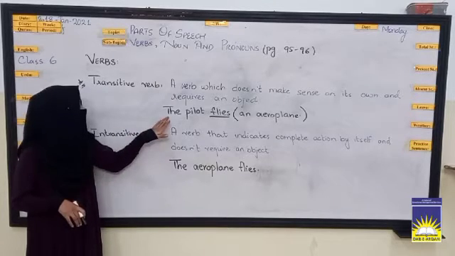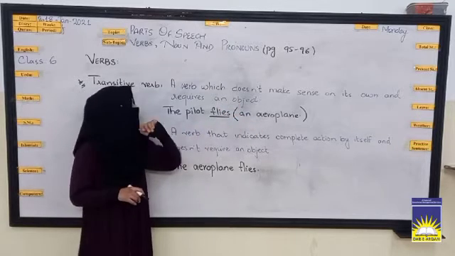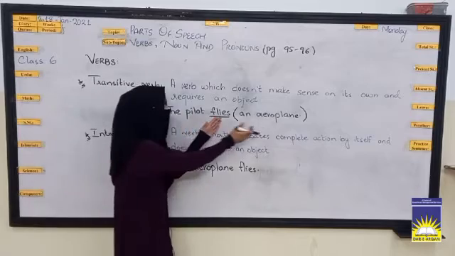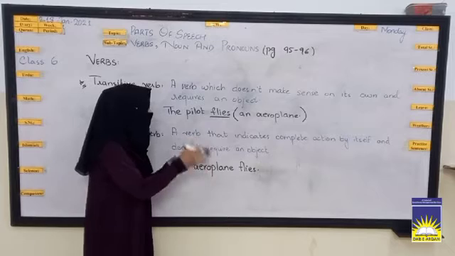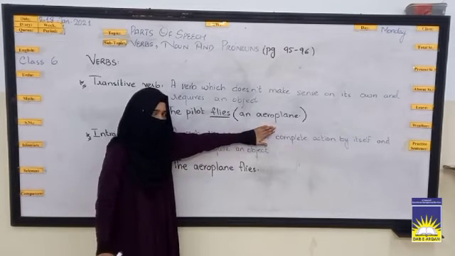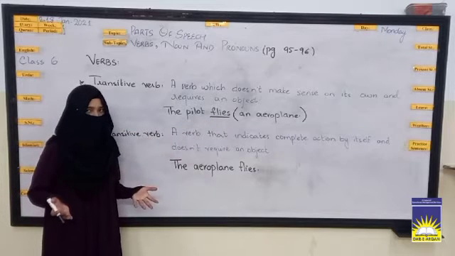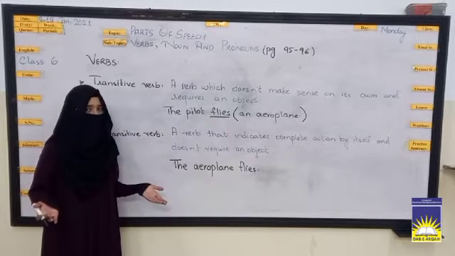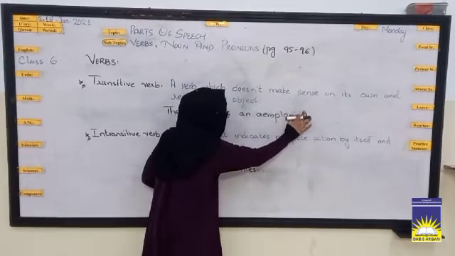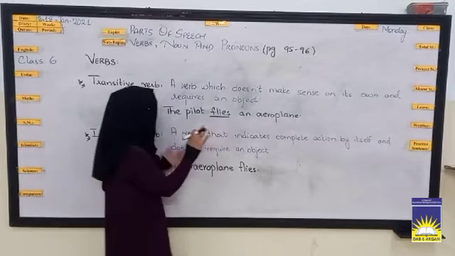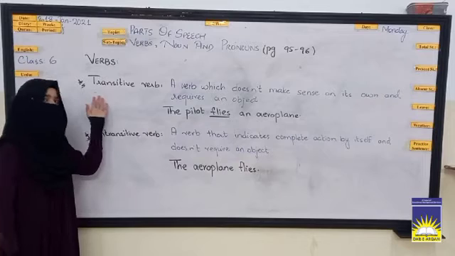For example, the pilot flies an aeroplane. Now you can see here that in a bracket I separated the object and here is the verb. Now if I exclude the object from the sentence, does it make sense, "the pilot flies what"? Yes, obviously no. So to complete the sentence we require an object here. So now it is completed: the pilot flies an aeroplane. So this was the concept of transitive verb.